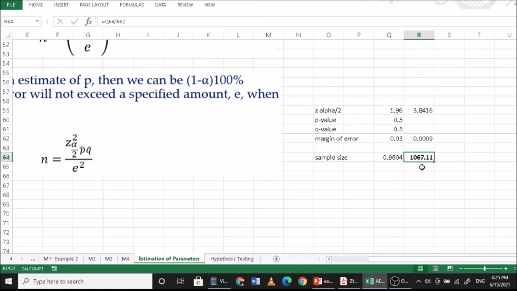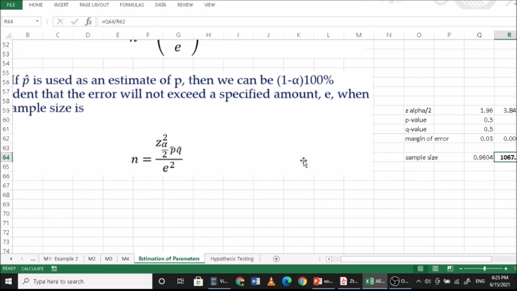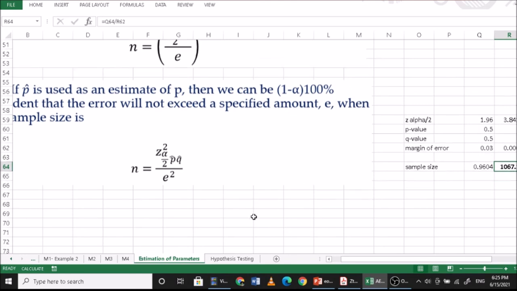So you always round up. Actually, you can also round off, so 1067. Anyway, 1067 or 1068 will not be much different. So that's how to solve for the sample size using your margin of error for population proportion.